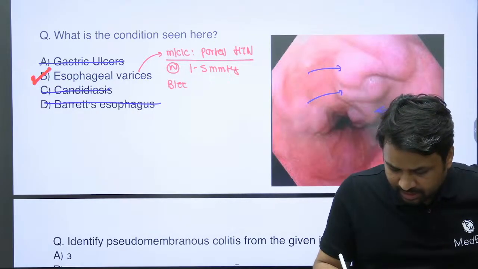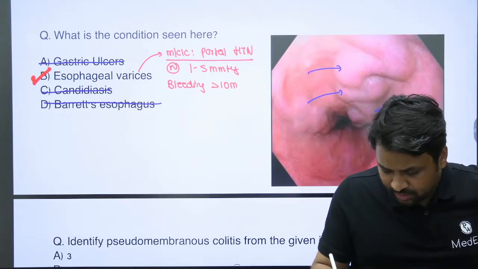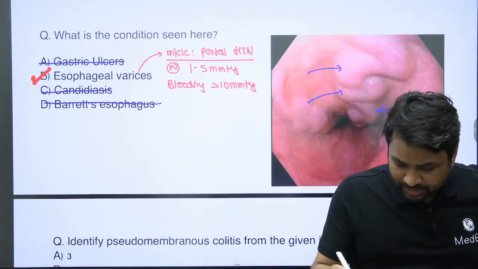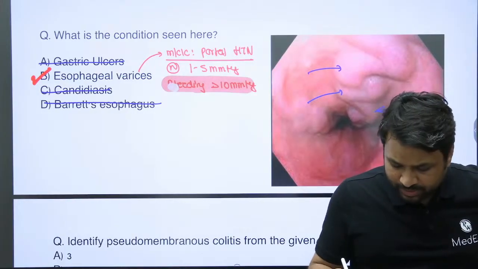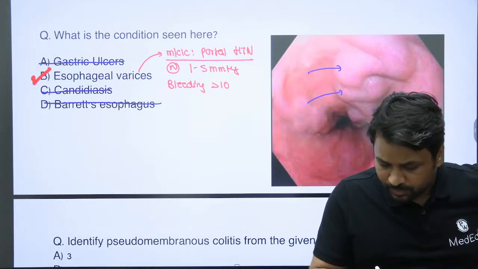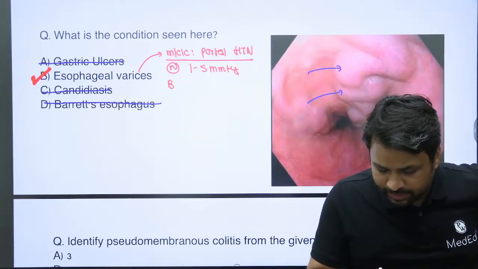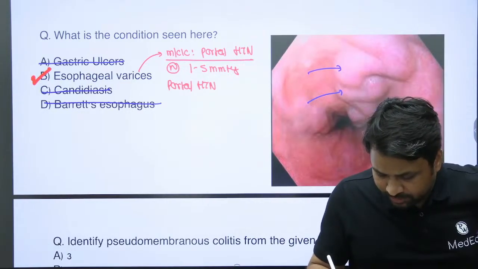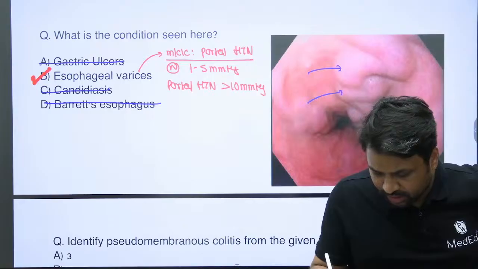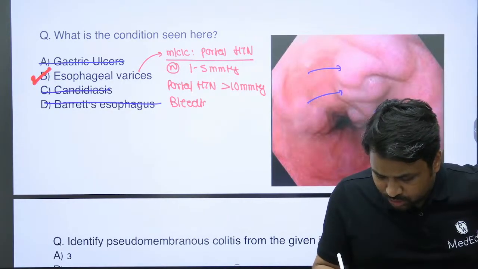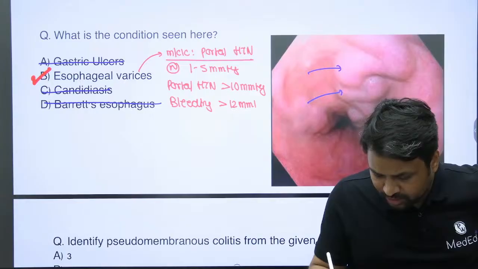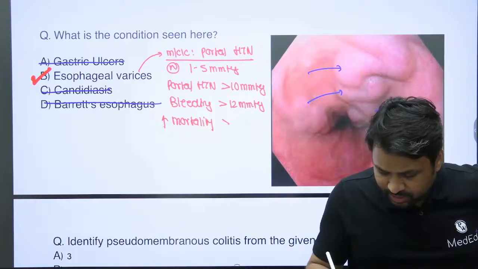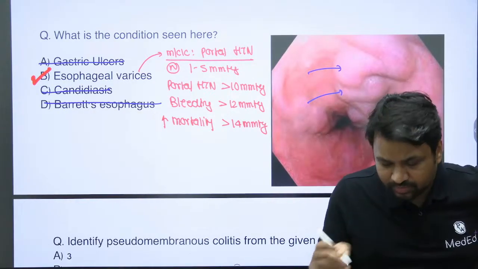When will bleeding occur in portal hypertension? When it is more than 12 millimeters of mercury. To call it portal hypertension, it should be more than 10 millimeters of mercury. The bleeding in portal hypertension occurs when it is more than 12 millimeters of mercury, and the risk for mortality, that is the death, increases if it is more than 14 millimeters of mercury. Okay, don't forget about it.